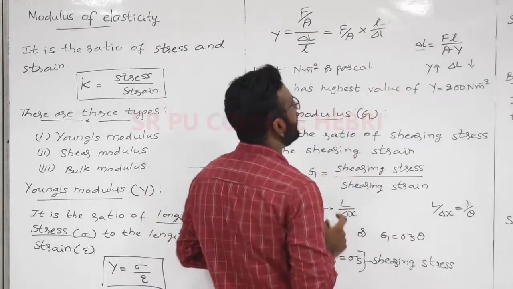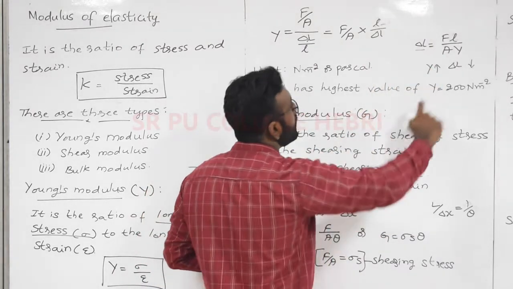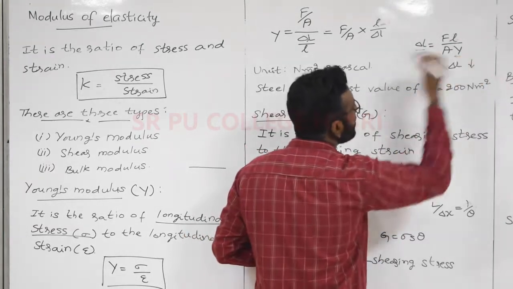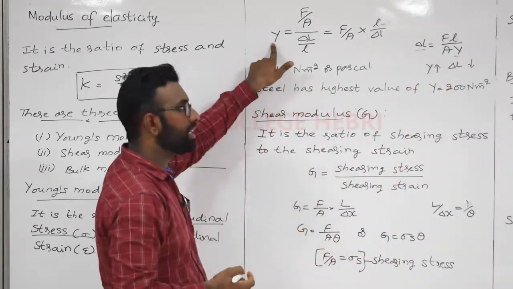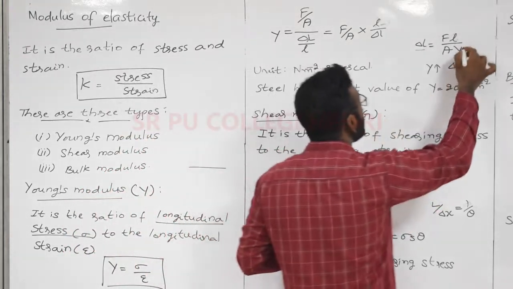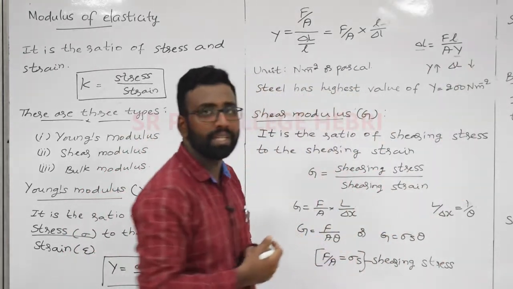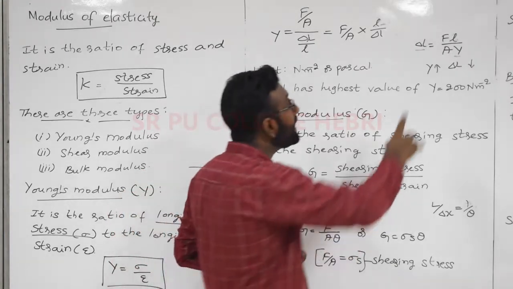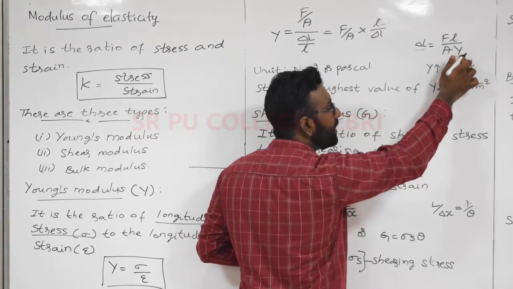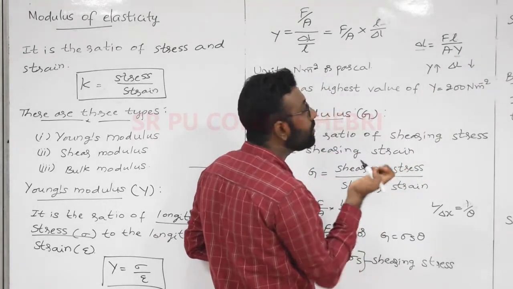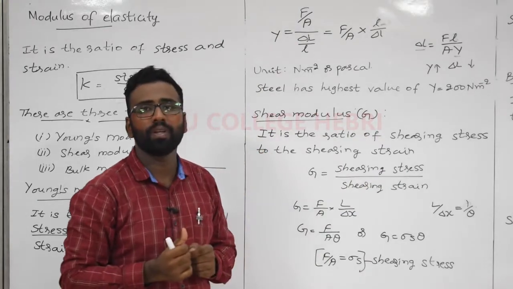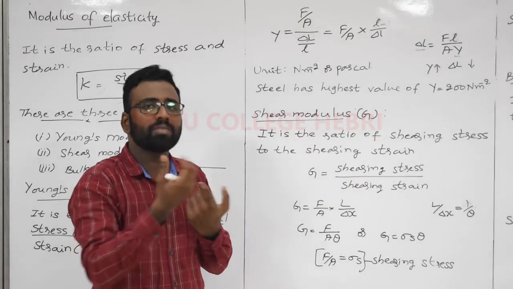Now this delta L can be written as FL divided by AY. What is this Y actually? Y is nothing but Young's modulus. Now you see here, if the value of Y is greater for a particular material, then what would be the value of delta L? Delta L will be small, right? So what is the meaning of delta L being small?